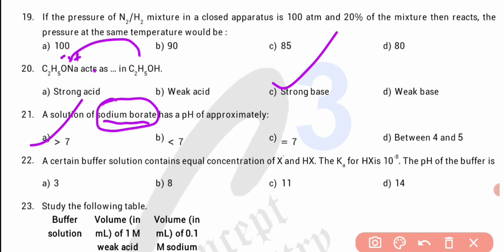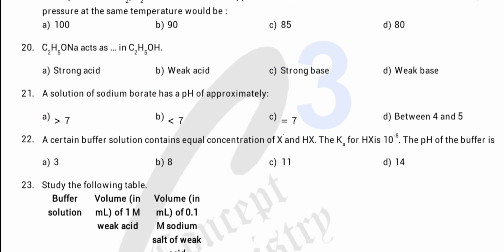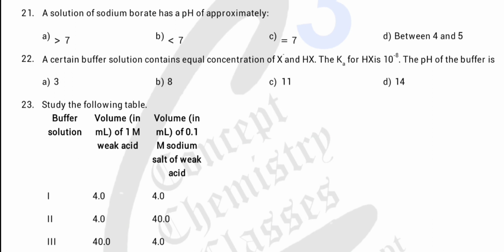So the pH is greater than 7. Okay, let us move to the next question. 22. A certain buffer solution contains equal concentrations of X minus and HX. Ka of HX is 10 to the minus 8. The pH of the buffer solution is? Now this is a buffer solution. This is X minus and HX is the weak acid. So this is an acidic buffer.